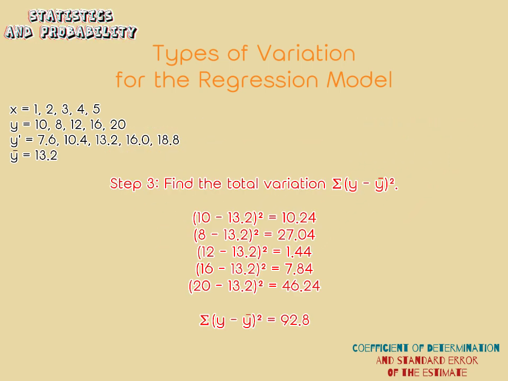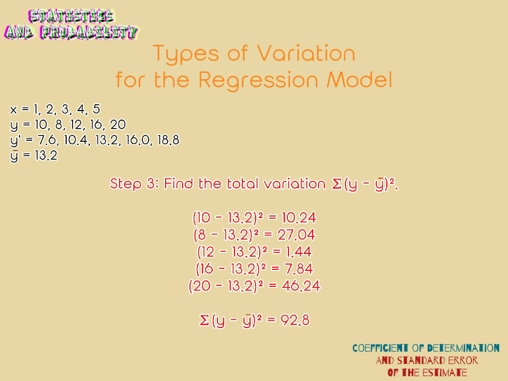Step 3 is to find the total variation with the use of this formula: the summation of y minus y bar squared. So 10 minus 13.2 squared is equal to 10.24. 8 minus 13.2 squared is 27.04. 12 minus 13.2 squared is equal to 1.44. 16 minus 13.2 squared is equal to 7.84. 20 minus 13.2 squared is equal to 46.24.